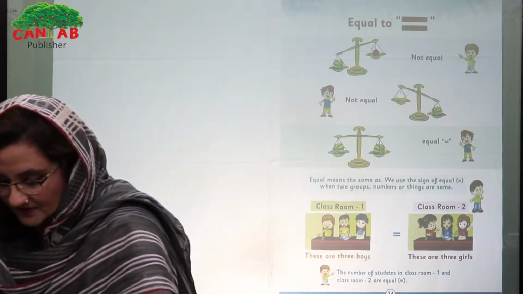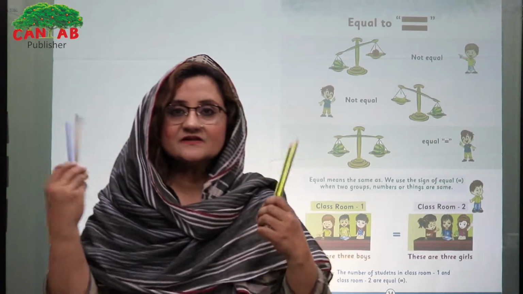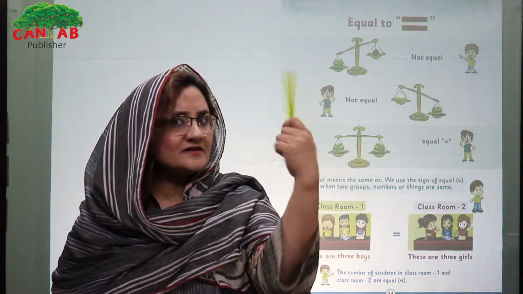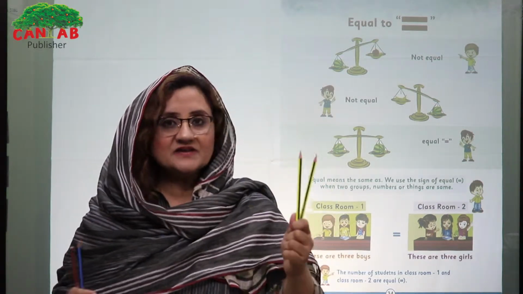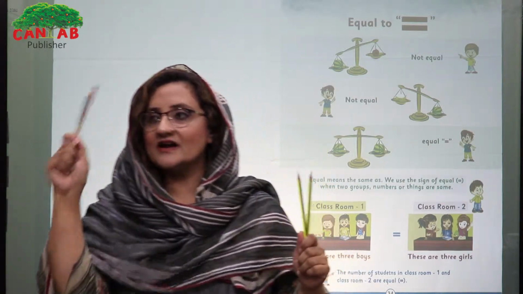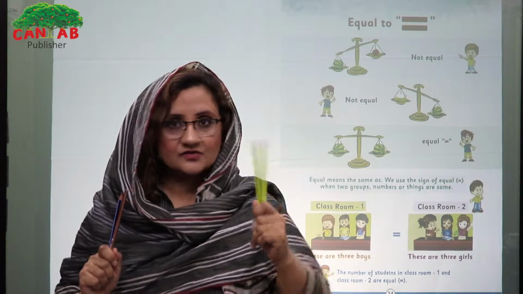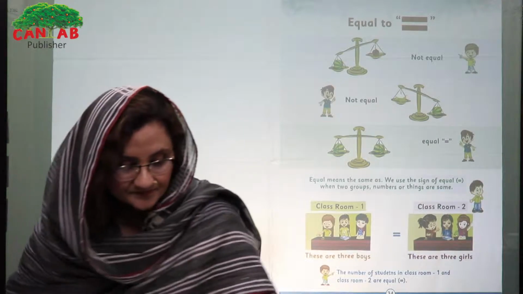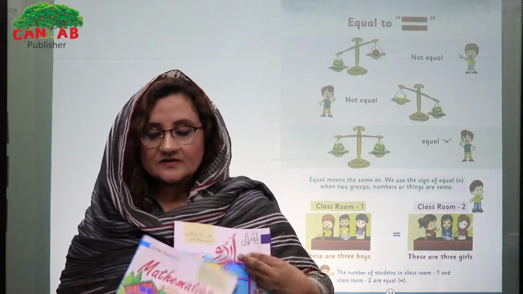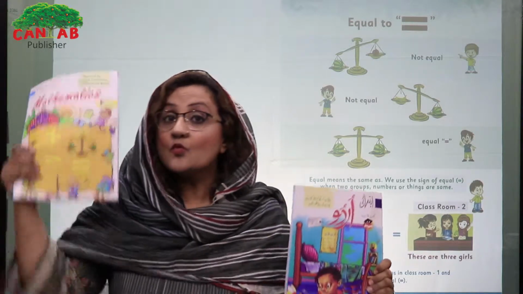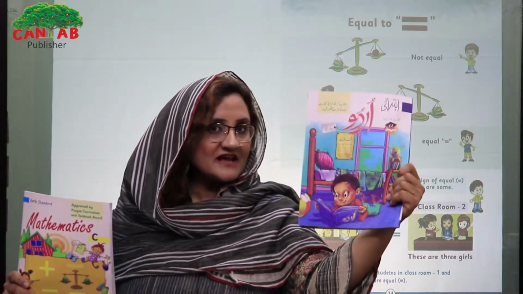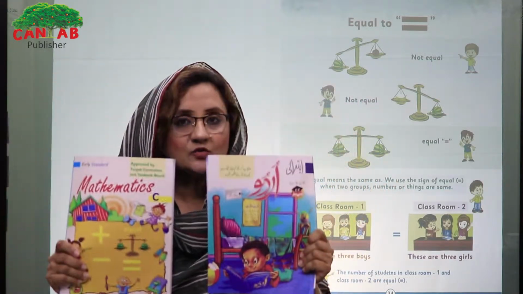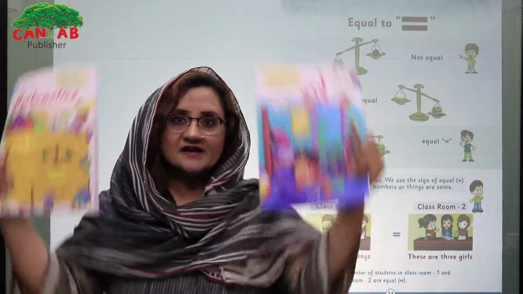Okay students, look at here. How many pencils are there in my right hand? 2. And how many pencils are there in my left hand? 2. It means the pencils I am having in my right hand are equal to the pencils I am having in my left hand. Now look at here. How many books are there in my right hand? 1 book. And how many books are there in my left hand? 1 book. It means that I am having equal books in both hands.